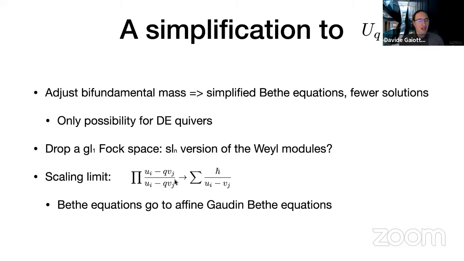At the level of the Bethe equations, the simplification is quite easy to describe. The Bethe equations tell you that some product of certain rational functions is 1, and you're taking a scaling limit where these rational functions look like 1 plus something. And so you end up with Bethe equations where the sum of some rational expressions is equal to 0.